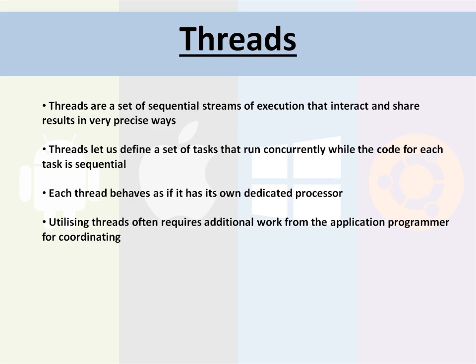And utilizing threads often requires additional work from us, the application programmers, for coordinating. And that goes back to that idea of correctness. Say I figure out a way of dividing up my tasks. How can I then bring it all back together? That requires a little bit of coordination. And we'll see more examples of why coordination is required as we go along.